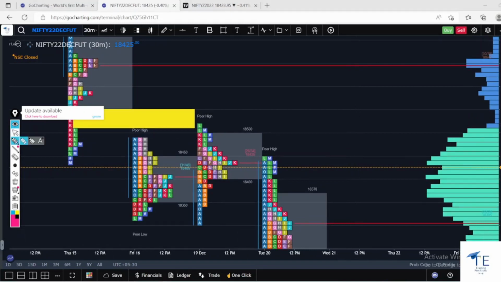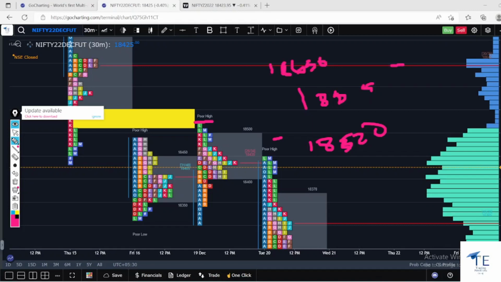Otherwise, if the market opens gap up, then wait for acceptance at this day high, that means 18,520. Go for another CE. One more CE opportunity is there towards 18,585. Then the next target is 18,650. This is a non-migration POC, as we call it in market profile.